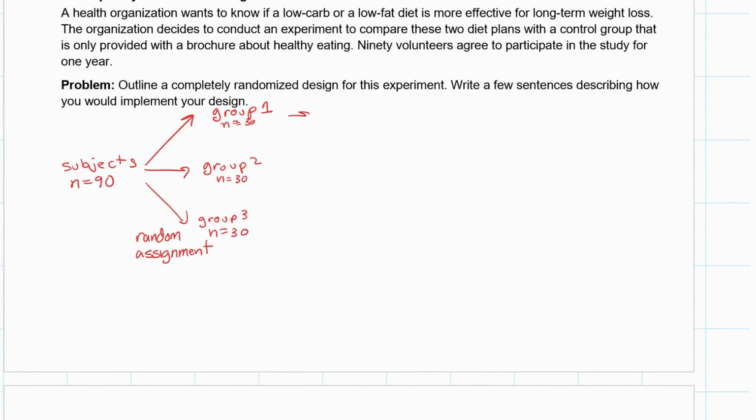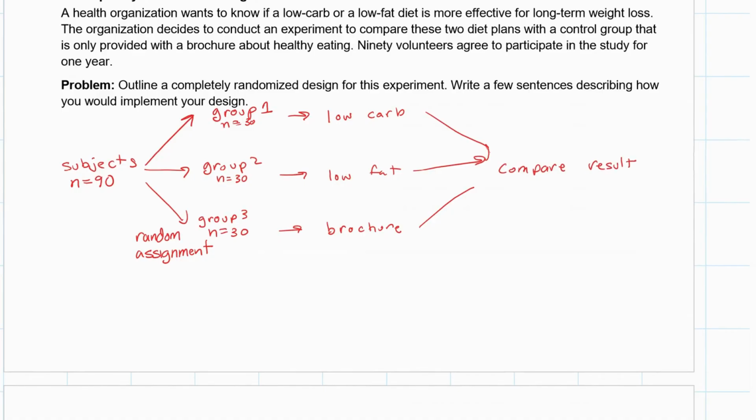Now, what's going to happen to group 1? Well, they're going to get the low carb diet. Group 2 is going to get the low fat diet. And this group is going to get a brochure. Those are our 3 treatments. And then at the end, we're going to compare the results.